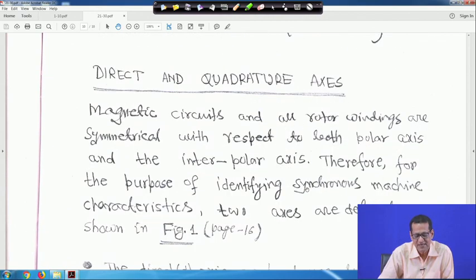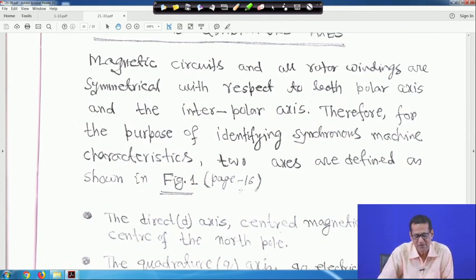Now, magnetic circuits and all rotor windings are symmetrical with respect to both the polar axis and the interpolar axis. This you have already studied in your electrical machines. Therefore, for the purpose of identifying synchronous machine characteristics, two axes are defined as shown in figure 1, that is on page 16. When you go through this, I am not going back, right. We have already seen the d axis and q axis.